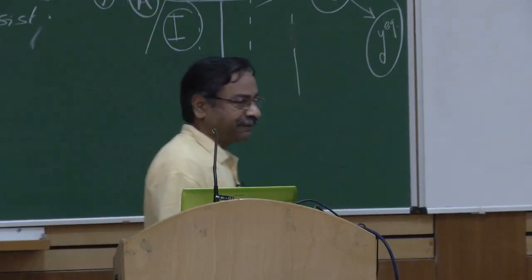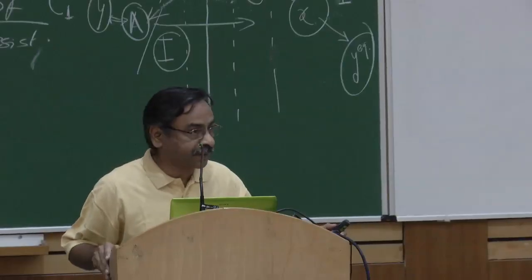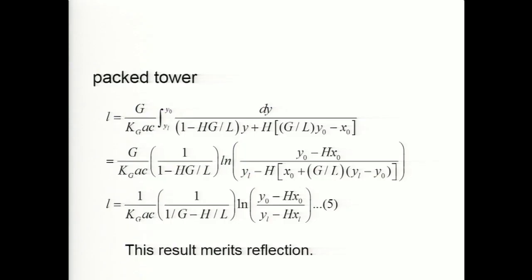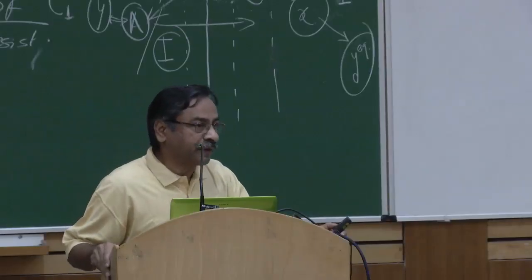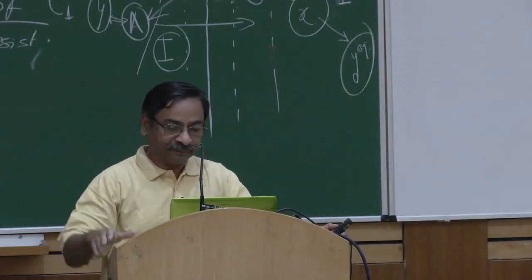This should be straightforward, just integration, right. You just divide by G, capital G, and you get that final equation. This is the height of tower. L is equal to 1 by capital K subscript capital G AC. C is the molar concentration in the gas phase. Y0 and X0 are mole fractions in the gas phase and liquid phase at the bottom of the tower.